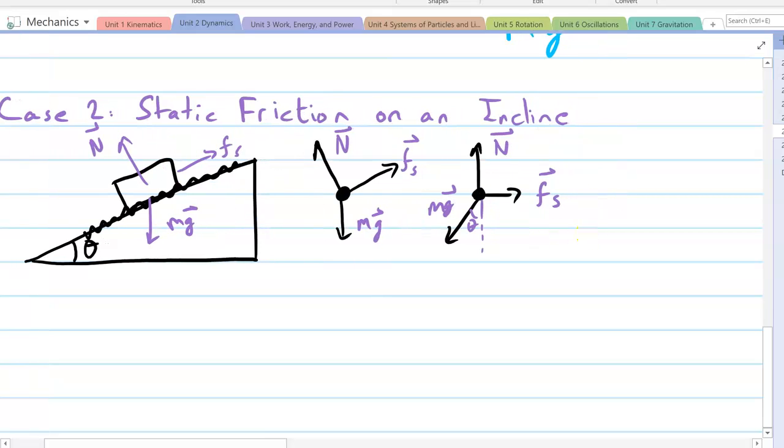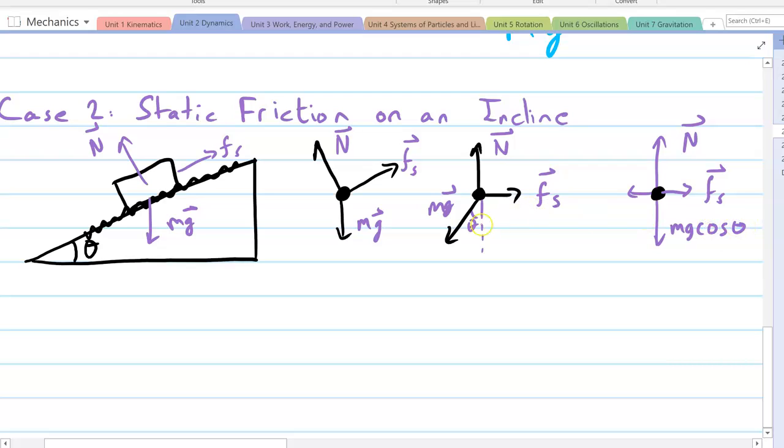Let's break it down into its components. So again, we have to draw another diagram. We have this force, and this force. Let me draw it solid. We have this force, this, and this, right? This is the static friction, this is the normal force. And now let's look at this. Since this side right here is adjacent, this is the mg cosine.